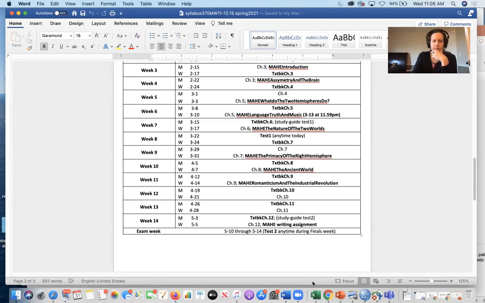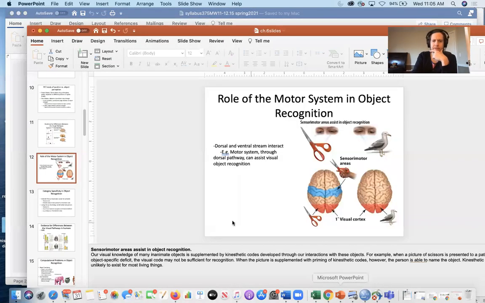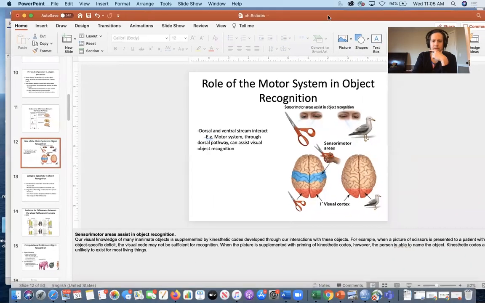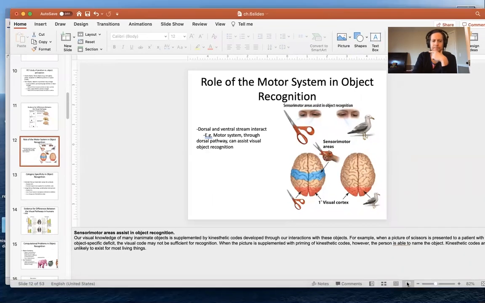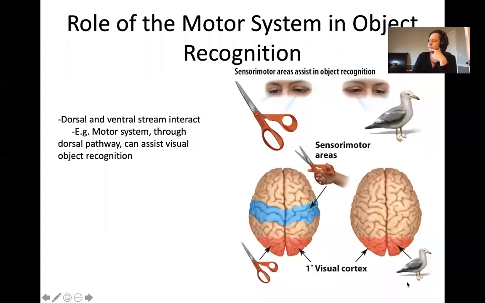So we'll go to chapter 6 stuff. There's some hard concepts and experiments in this. So I do want to talk about some of these things in a little bit of detail. And I think this is where we left off, talking about kinesthetic codes.